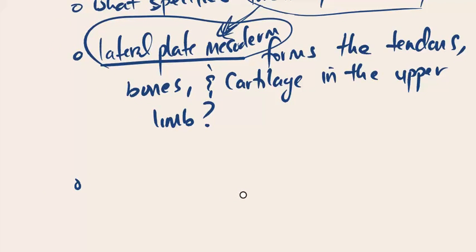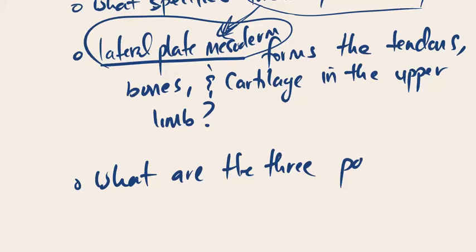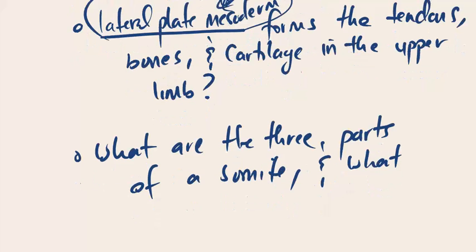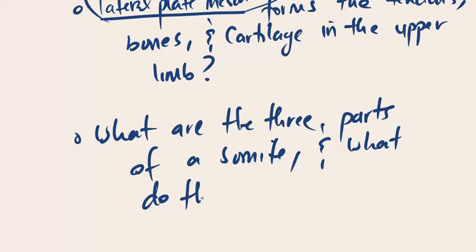Okay. So let's see here. So what are the three parts of the soma? And what do they form?